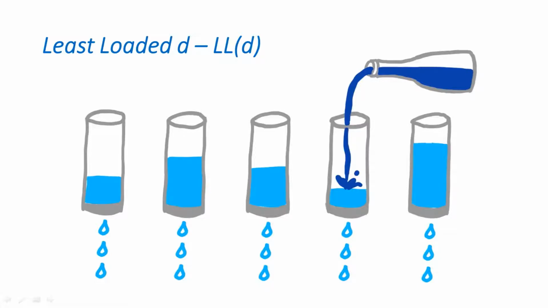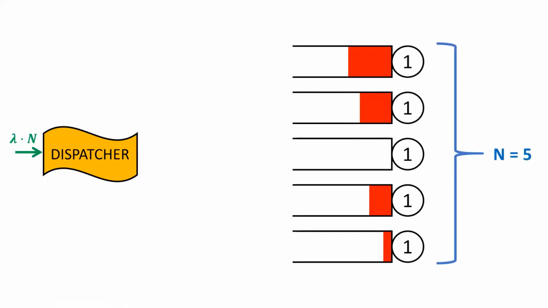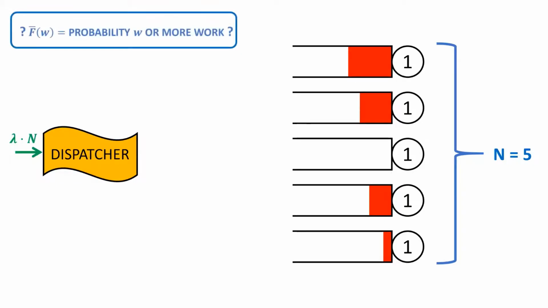Okay, having an intuitive idea of the dispatching policy, let us formalize the setting a bit. We have a dispatcher to which arrivals occur according to a Poisson process with parameter lambda times n. We have n equals 5 queues which all complete their work at a constant rate equal to 1. The question we wish to answer is, what is the probability that a queue has W or more work at an arbitrary point in time?